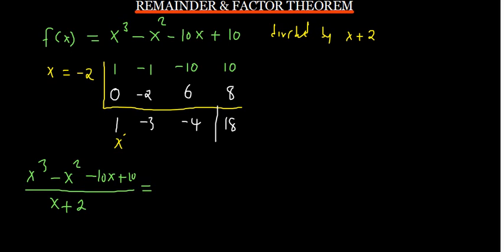Now I've said this is the coefficient of x power 2. This is the coefficient of x. So the answer is x squared minus 3x minus 4. And then plus, what will be the remainder? The remainder is 18 over, what was the divisor? It was x plus 2. So this is how we're able to write this. Because you can see that the remainder here is not 0.